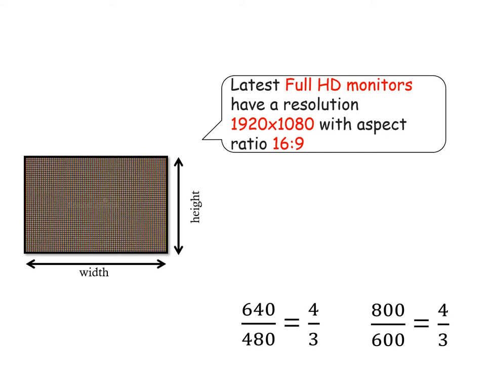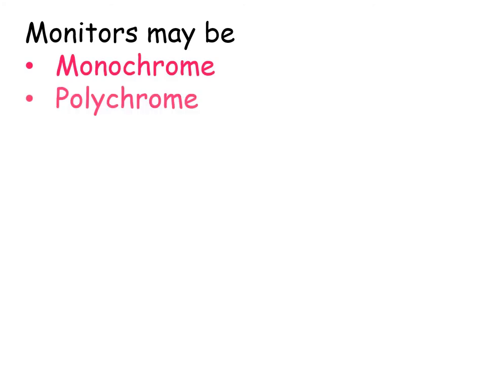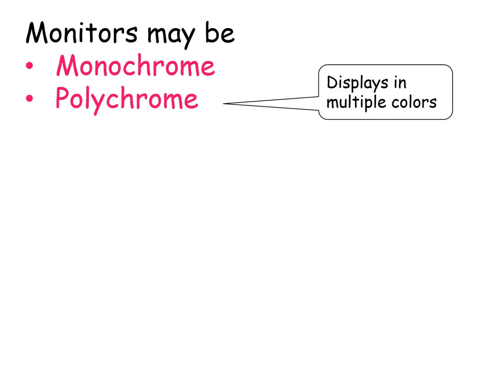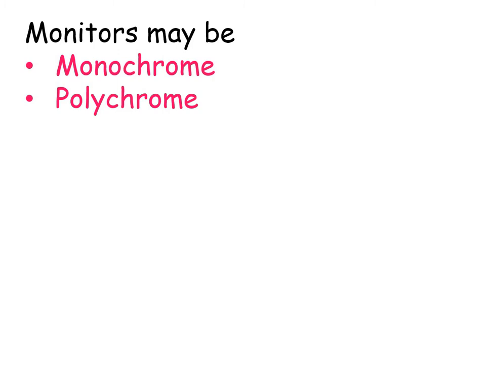Latest full HD monitors have a resolution of 1920 into 1080 with aspect ratio 16:9. Monitors may be monochrome or polychrome. Monochrome displays text or images in black and white. Polychrome displays in multiple colors.